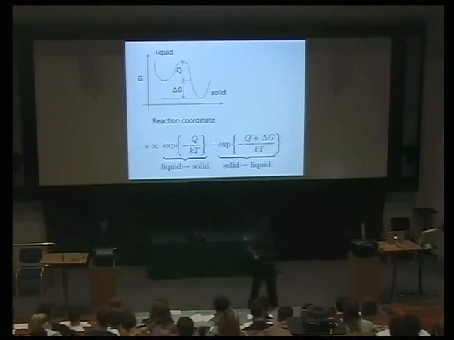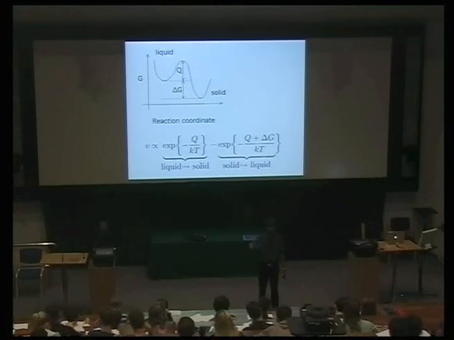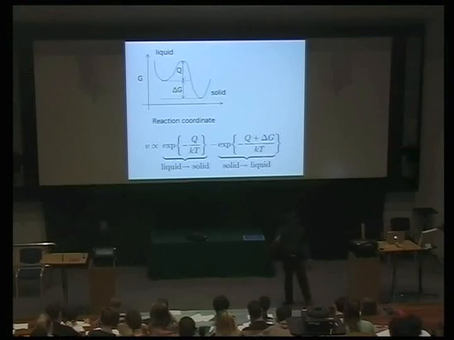Now, of course, a solid has a different structure from a liquid. In the liquid, the atoms are more or less randomly arranged, whereas in a crystalline solid, there's a long-range periodicity. So there's going to be a barrier to the transfer of an atom from the liquid to the solid. And I've drawn that barrier over here. This is the activation barrier to go from the structure of the liquid to the structure of the solid.